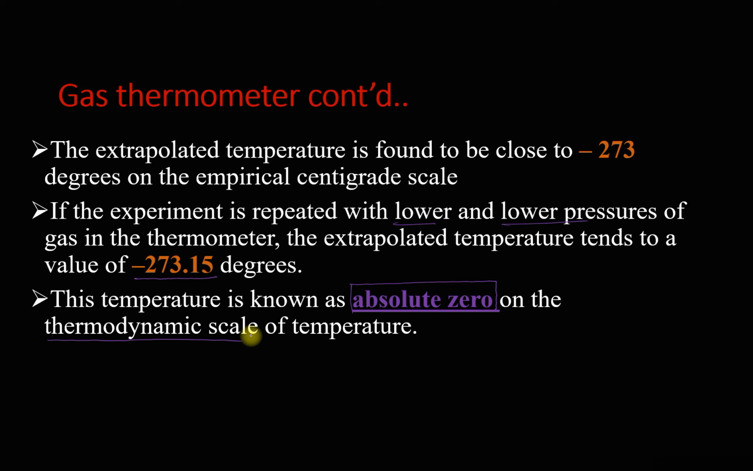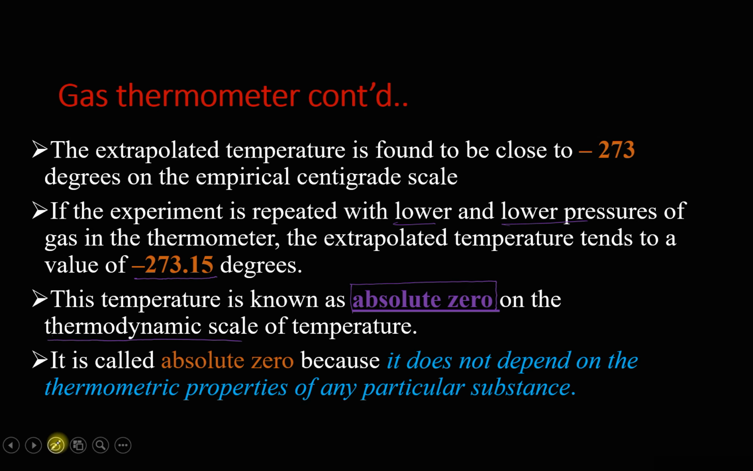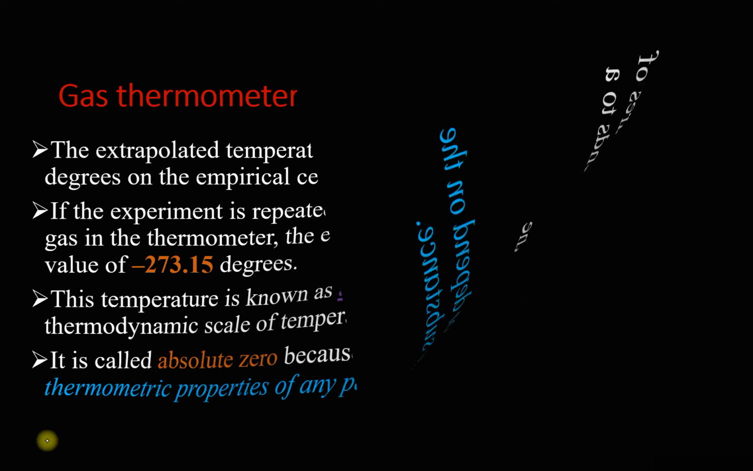It is just a theoretical value, because in practice it has never been reached, or it cannot easily be reached. It is called absolute zero because it does not depend on the thermometric properties of any substance. That's why it is called absolute. So this leads us to what we call the absolute scale of temperature, or the thermodynamic temperature.